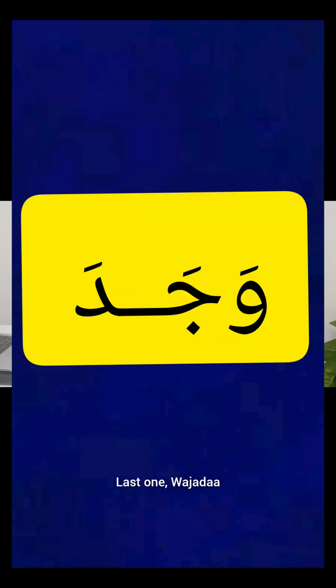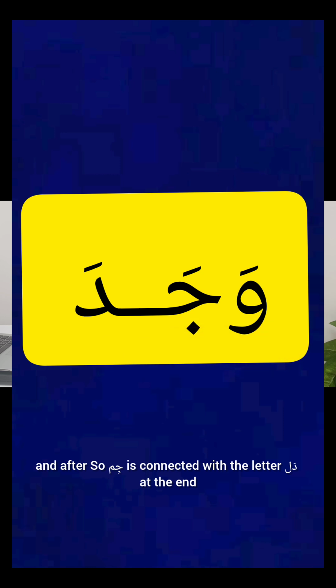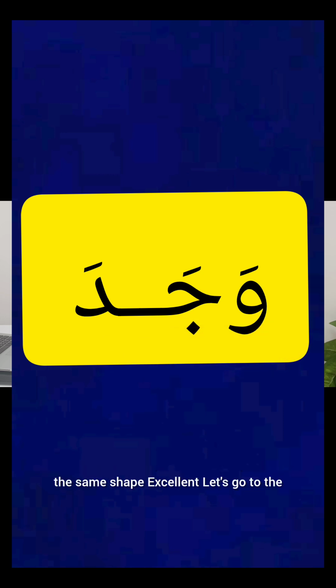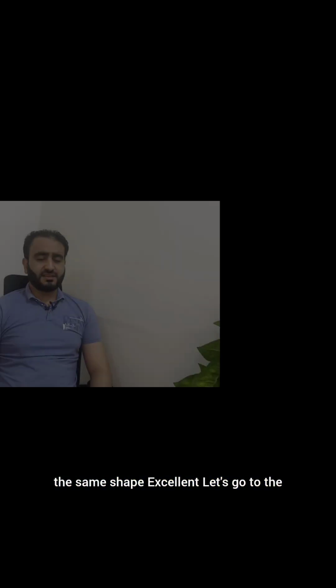Last one, Wajada. Waw at first didn't connect with Jim. Jim is from the letters that connect before and after. So Jim is connected with Dal letter. Dal at the end, the same shape. Excellent. Let's go to the test.